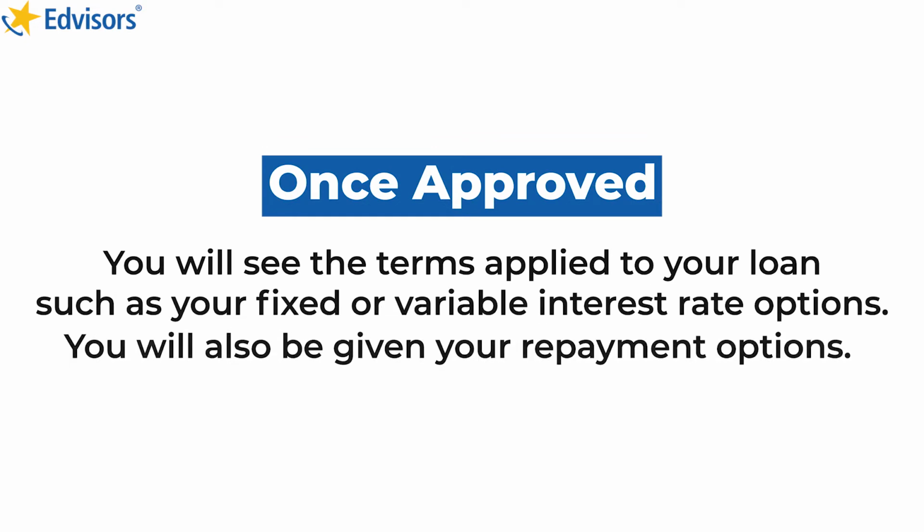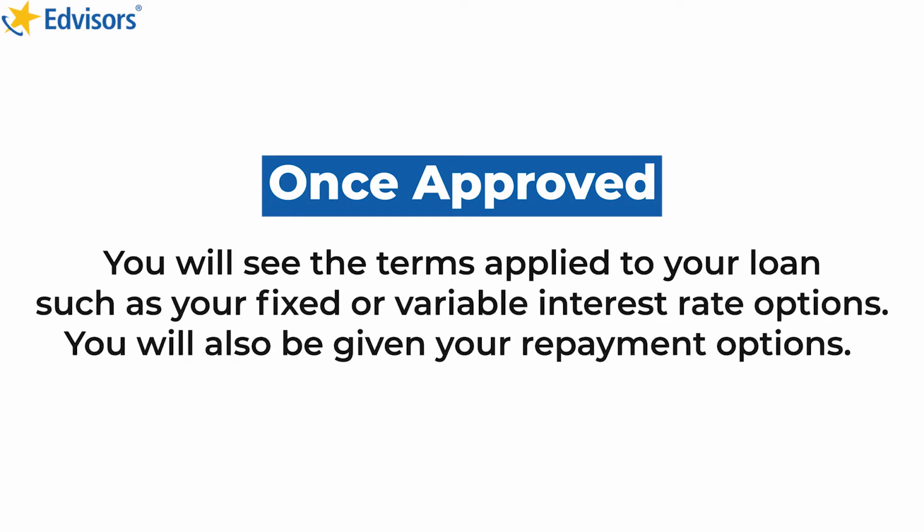Now that you found a lender that you want to work with, now it's time to complete the application. Once you complete the application, then the lender will approve you or deny you. If you're denied, you might want to look into the option of applying with a credit-worthy cosigner. If you're approved, this is where you'll get to see some of the terms that are going to be applied to your loan.